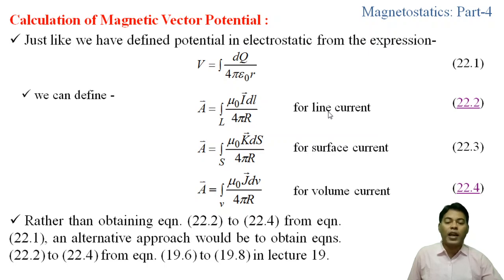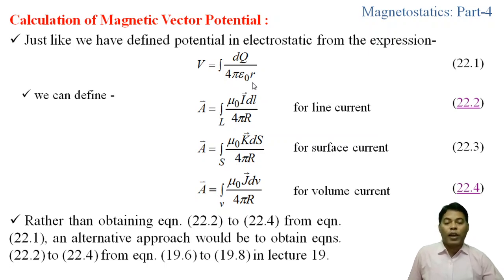for the line current. Similarly, for the surface current, if we change the current element I dl by K dS, expression 22.3 becomes the magnetic vector potential for the surface current, and the magnetic vector potential for the volume current is given by 22.4, where the current element I dl is replaced by J dV. All the expressions 22.2 to 22.4 are written keeping in mind that V equals the integration of dq by 4 pi epsilon naught r.